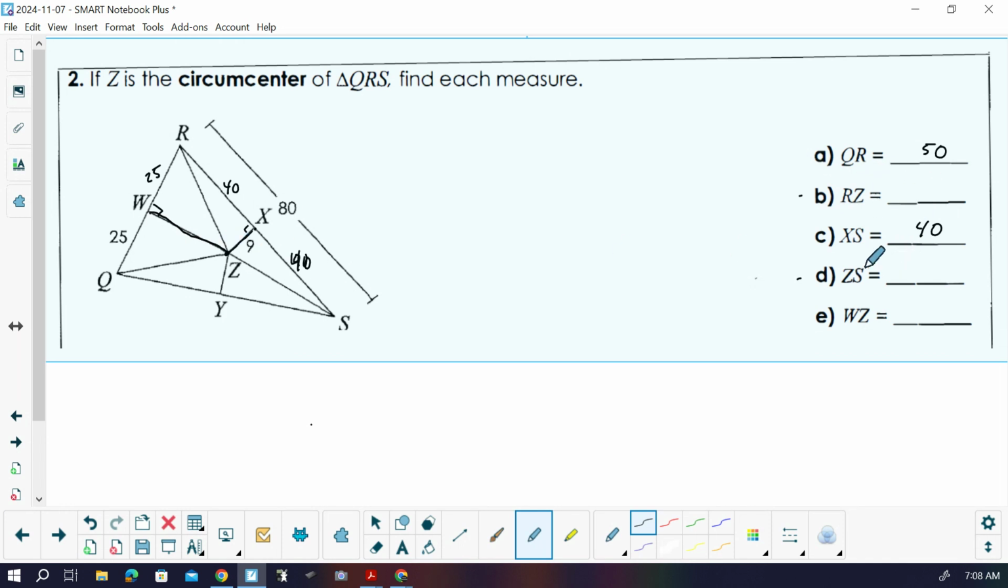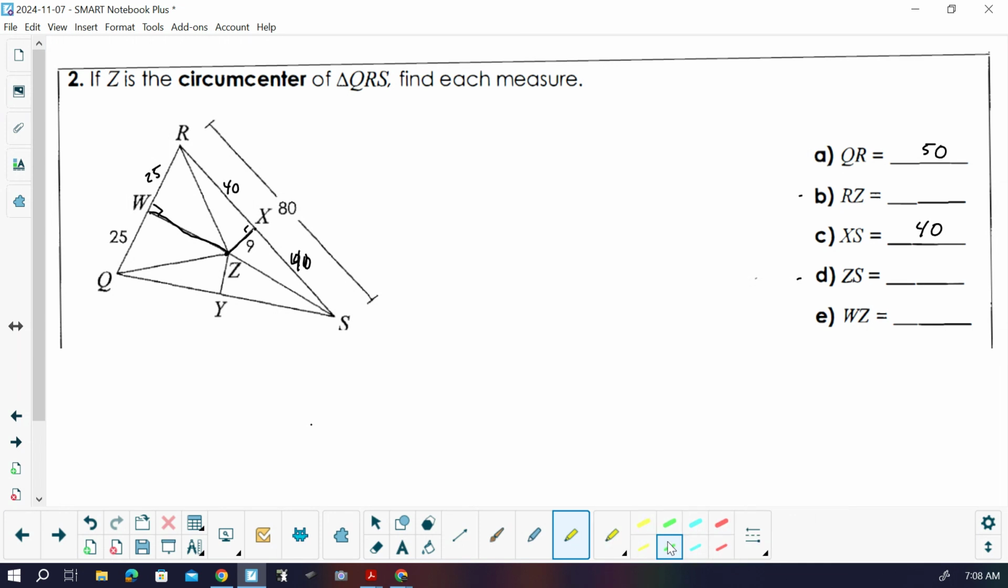So let's start with RZ, ZS. They'll be the same thing. We just need to use one of these triangles that we know some measurements for to find that. So let's do that first. Let's start with, oh, here we go. Grab my highlighter. Let's start with this right triangle right here. Okay, got that right triangle right there.